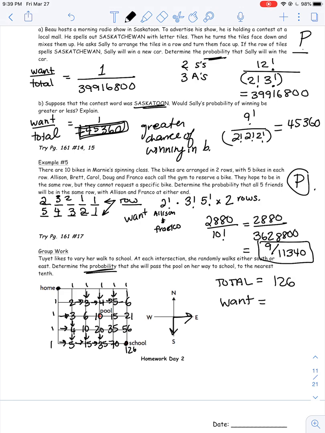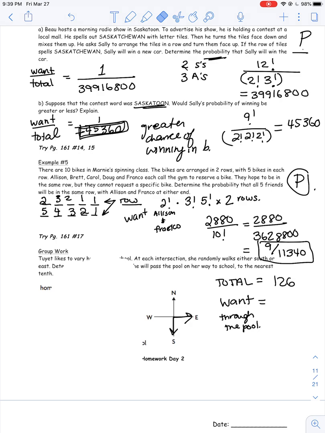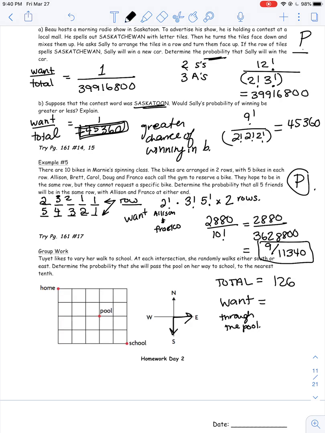Whenever you're trying to find probability, you still need to figure out the want. And in our case, the want is going through the pool. So I'm going to erase this and start all over again. So again, we can only go right and down, but we have to go through this without going past it and then through here. So it's kind of going to look like this, because here, if I go to this next spot right here, I would not be able to go down and go through the pool. So it doesn't make sense to go past the pool either horizontally or vertically.